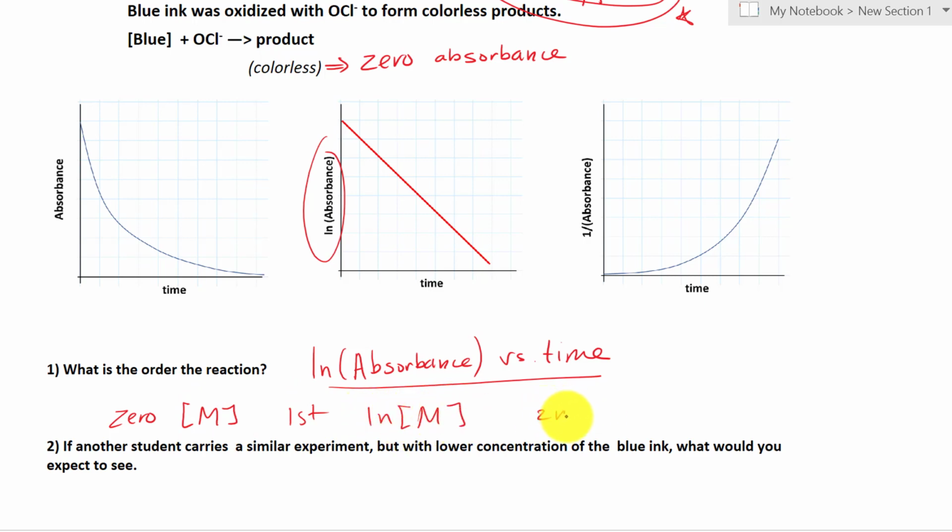And then for second order would be what? 1 over the concentration, in terms of giving us a straight line. In this case, the natural log of the absorbance versus time gives us the straight line.